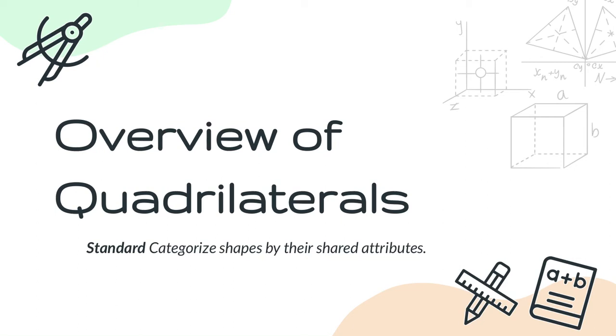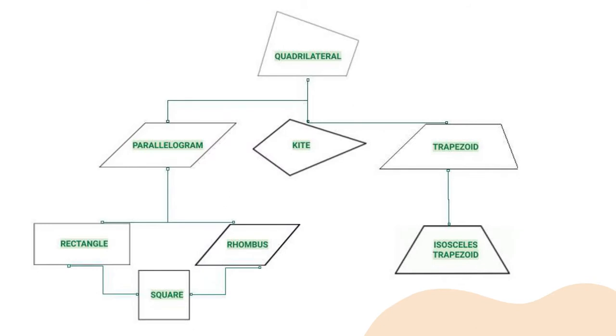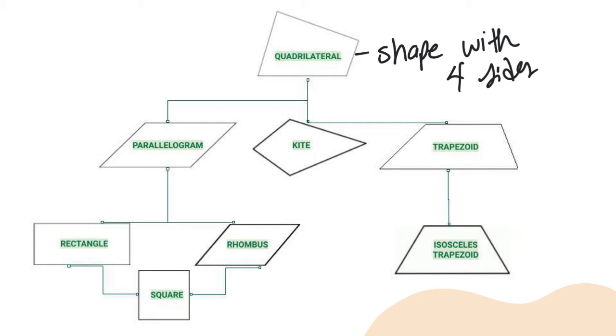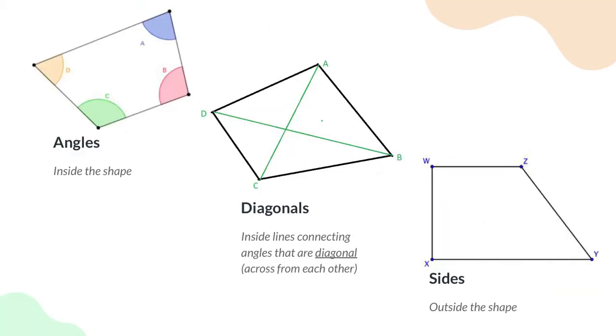In this chapter, we will be talking about quadrilaterals, and our standard is that we will be categorizing shapes by their shared attributes. So, a quadrilateral is anything that has four sides. So this is a shape with four sides. And then from that, we will learn about all of these other shapes and the ways that they connect with one another. So today, we will need to know about how to differentiate between angles, diagonals, and sides.